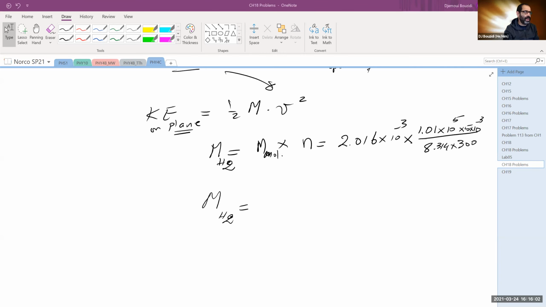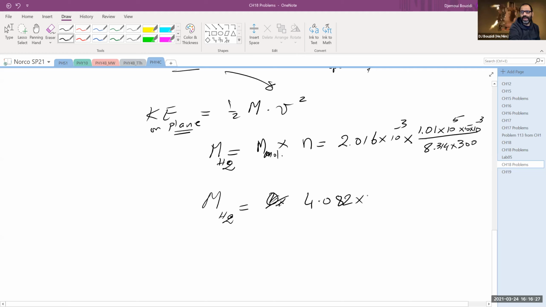Okay, so man, this is a very small number. It says 0.4018. Now let's write it in scientific notation: 4.081 or 82 times 10 to the negative 4 kilograms.